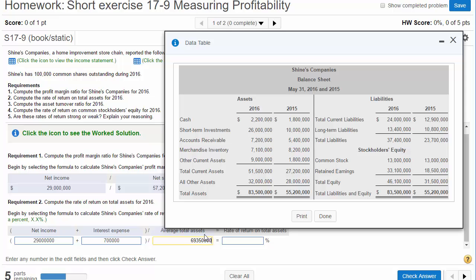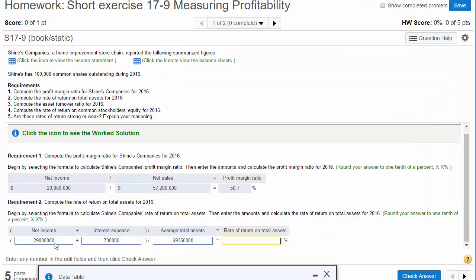And when we do the math, we get 42.826. That's after we multiply by 100, because we had to convert to a percentage. And then they want us to round to 1 decimal place. So 42.826 becomes 42.8%.